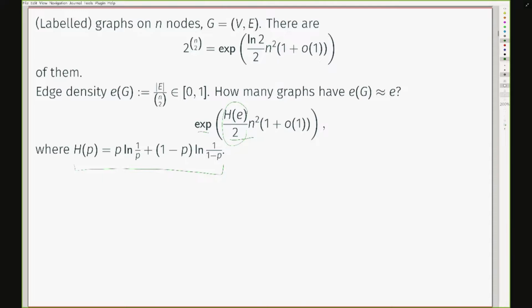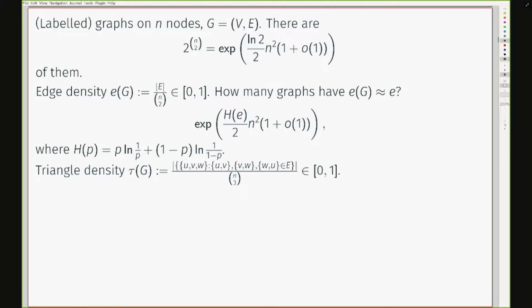So let's make it a little more exciting by putting in another constraint. A triangle in a graph is any collection of 3 vertices, every 2 of which is connected by an edge. And the triangle density of a graph, tau of g, is defined to be the number of triangles divided by the largest number of possible triangles there could be, which is n choose 3, to give me a number between 0 and 1. Okay, and now I want to ask, what if I want to have a graph with a given edge density and a given triangle density? How many ways are there to satisfy those 2 constraints?